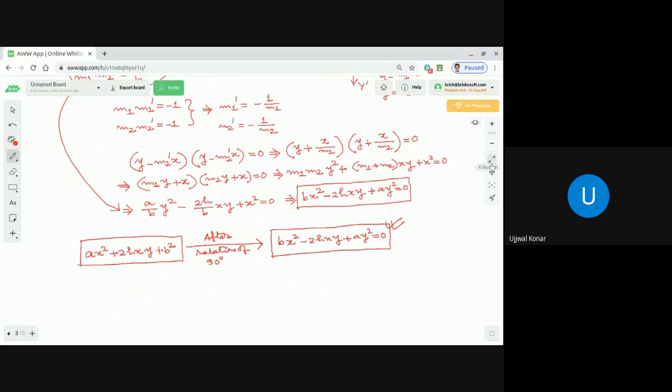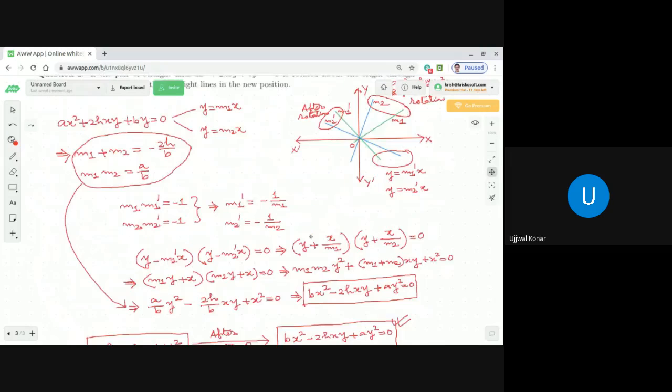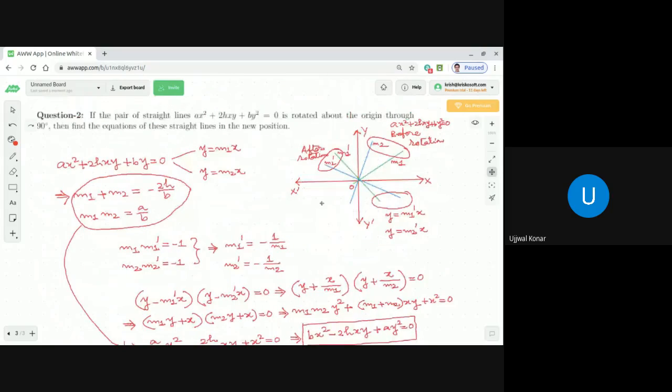So dear students, with this I would like to conclude the class for today, and tomorrow we will be discussing the pair of straight lines which are not necessarily passing through the origin, and we will discuss all the relevant items.